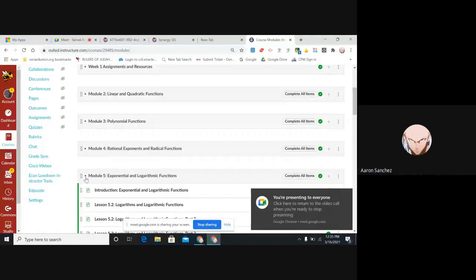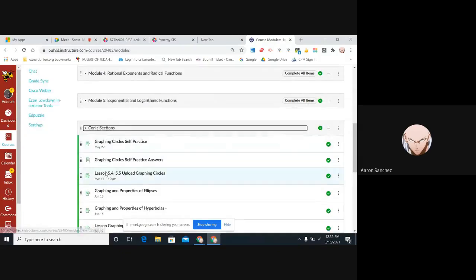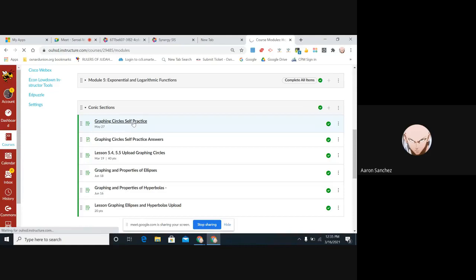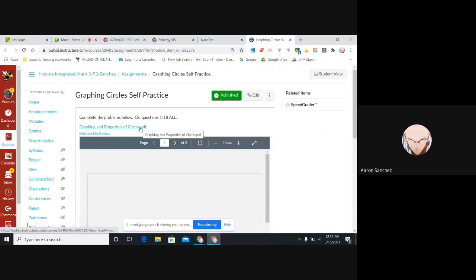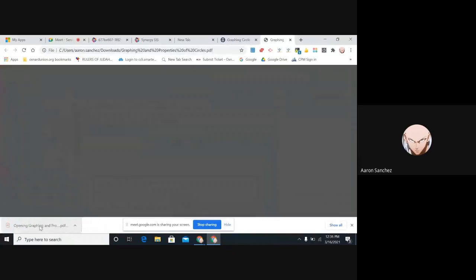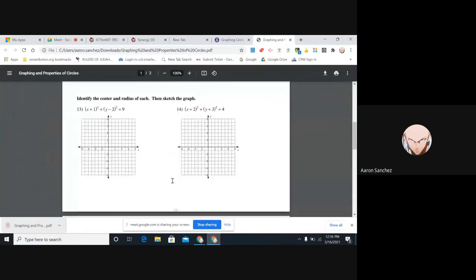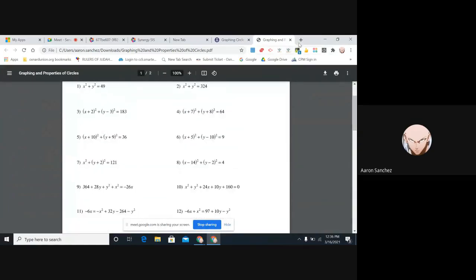Okay, so we're done with module 5. Let's make sure I have this published. You guys are able to get in the conic sections, I believe. I don't have many lessons on what a conic section is, but it's just graphing circles self-practice. This is just a worksheet I uploaded. It's not from the Big Ideas. Everything we've been doing before is the Big Ideas book. But if you want to print this, you can. But anyway, let's talk about what a conic section is.